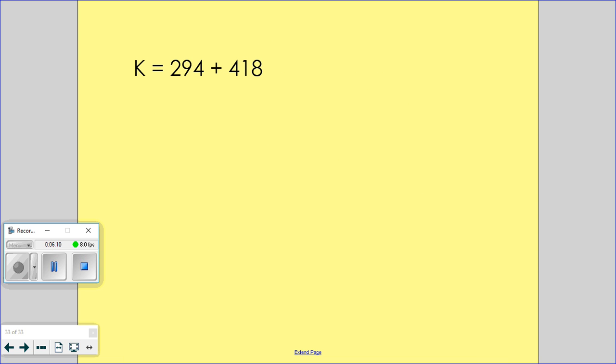Here's our next one. It says K equals 294 plus 418. Put this equation at the top of your desk. Then I want you to split your desk in half, like this, vertically. I want one side expanded form, and I want the other side make a multiple of 10. It will still equal the same answer, but these are two different strategies.